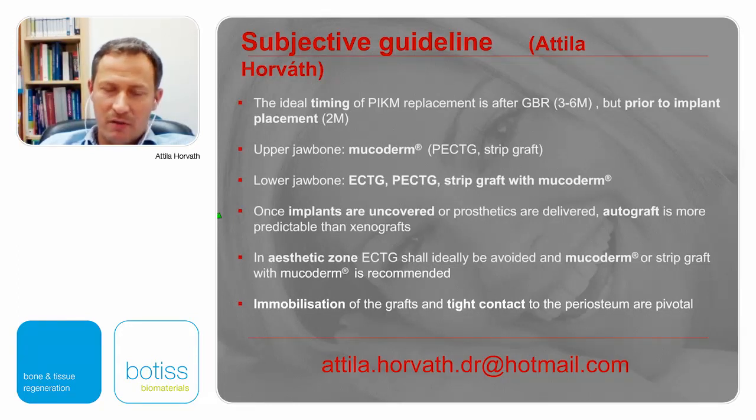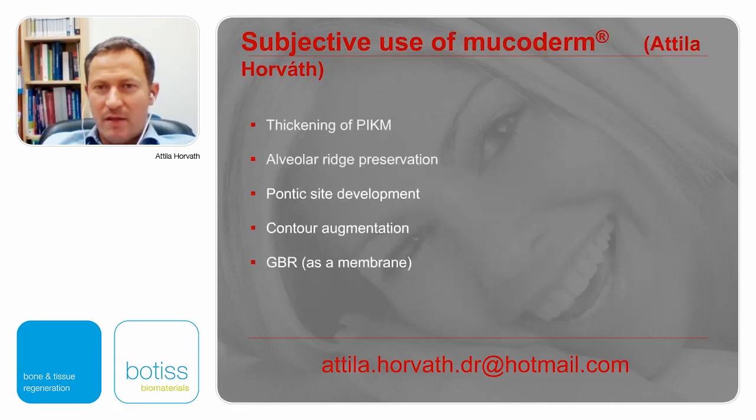And once the implants are uncovered, since this is more or less predictable, autograft might be more recommended than xenograft. And in the aesthetic zone, because ECTG doesn't have that nice color match, mucoderm is more recommended. And again, whatever graft you use, immobilization of the graft, nice, neat surgical technique, and tight contact to the periosteum is quite pivotal. Mucoderm can be used for various reasons. It's not only for keratinized mucosa widening, but also thickening.